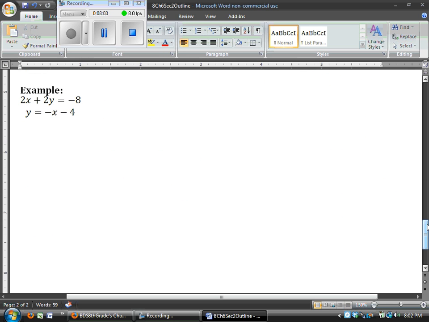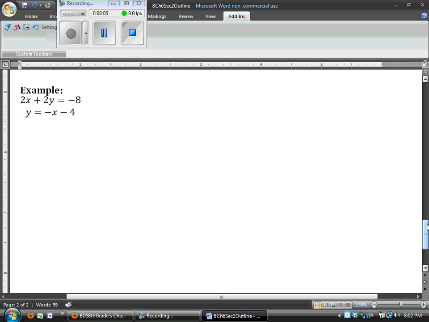So if I look at this bottom example, I have 2x plus 2y equals negative 8 minus 2x.